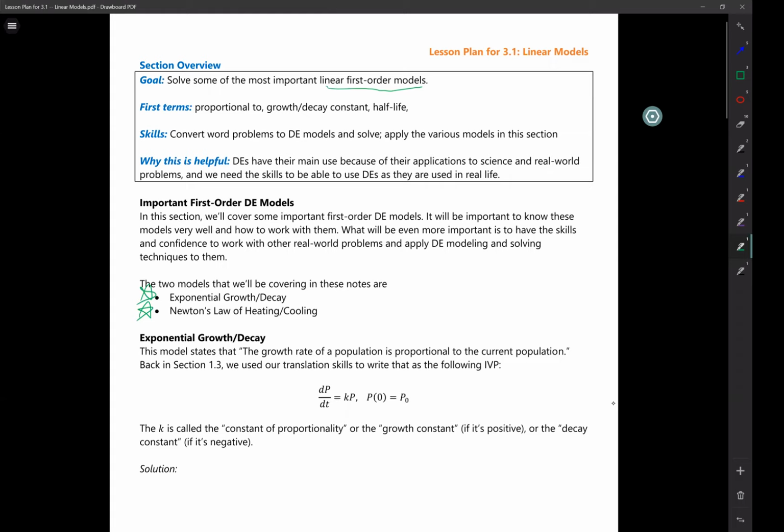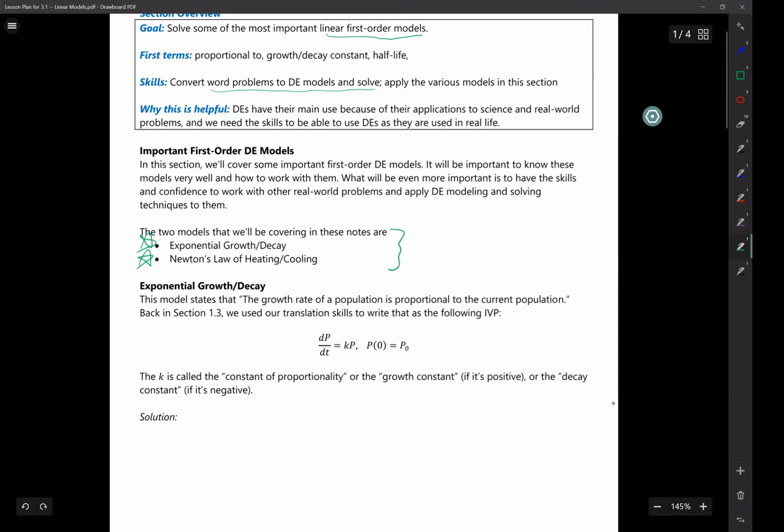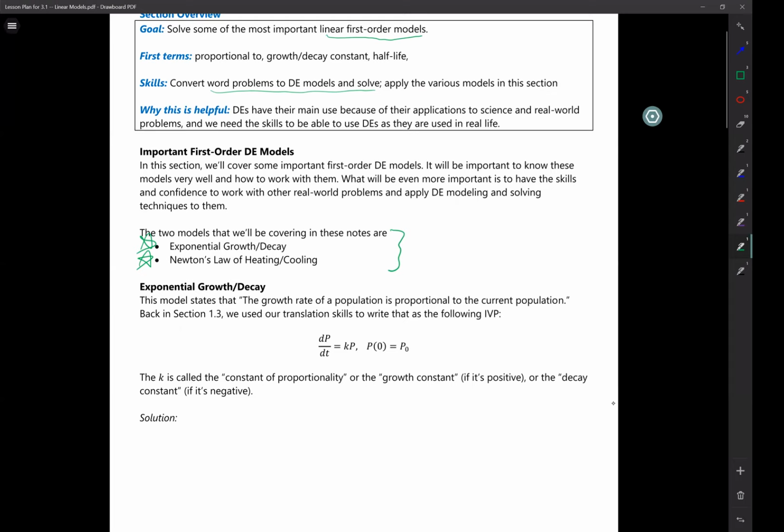The skills that we're going to learn today are not only to learn about these, we want to make sure we do those, but also make sure that we know how to convert word problems into DE models and solve. So don't freak out if you see on the homework there are some other types of problems that we don't cover. I planned that, okay? And I have some words here to help you as you go over these notes later on. But again, it's more important to have the skills and the confidence to be able to look at real world problems and convert them into a differential equation and use some of the techniques that we learned to solve.